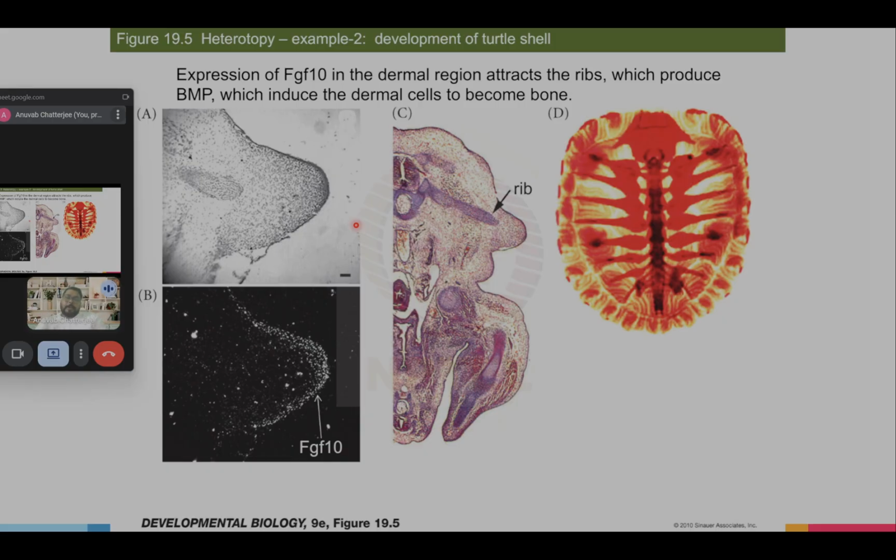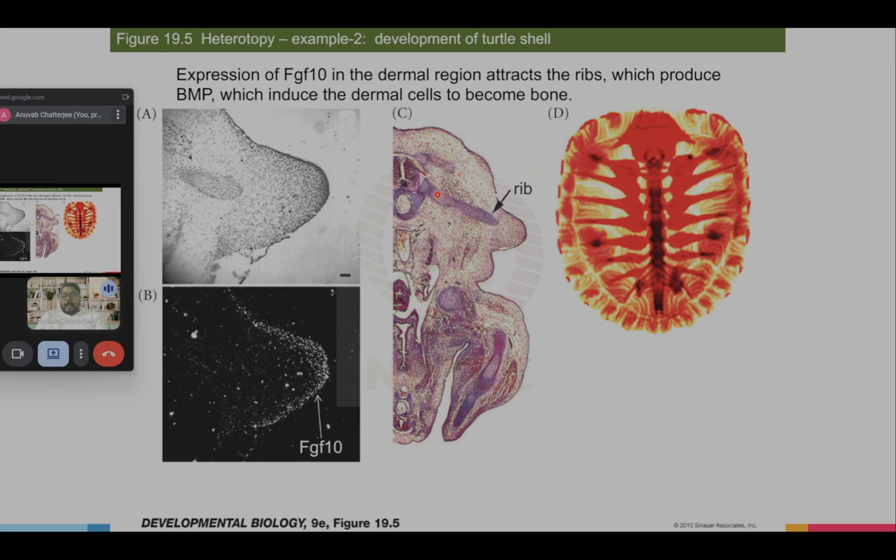Another example of heterotopy can be cited as the development of the turtle shell. The turtle shell is actually the entire rib cage of the turtle, which instead of growing from the dorsal to the ventral end, actually elongates and forms the entire shell. At an early stage, this is the turtle rib, and instead of curling around and covering the heart and other organs, there is an expression of FGF10 towards the distal end.